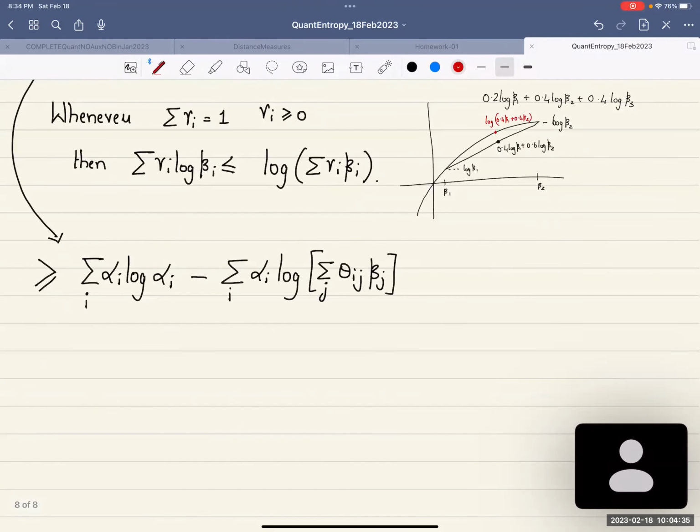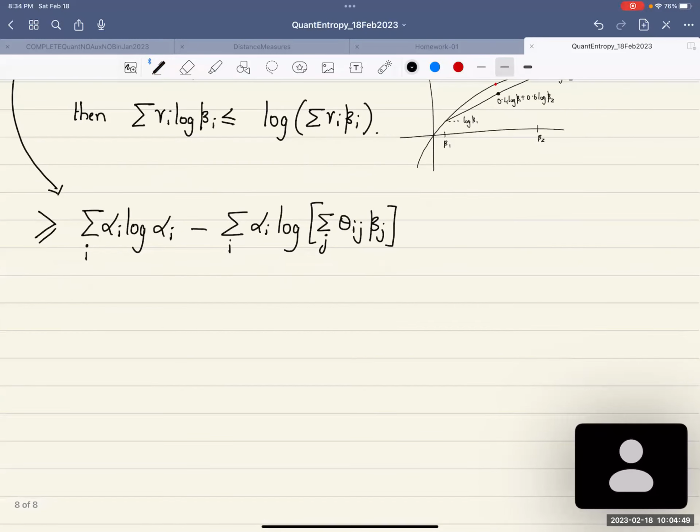Now what? Tejas, so far okay? Yeah. Okay. Now I can just take the alpha common. Now the idea is the following. It's very simple now. So let us define gamma i to be summation over j theta ij beta j. Observe, clearly gamma i is greater than or equal to 0.